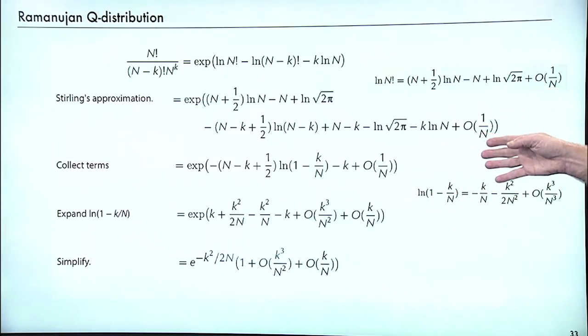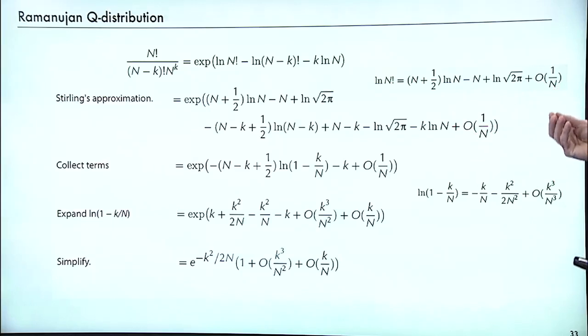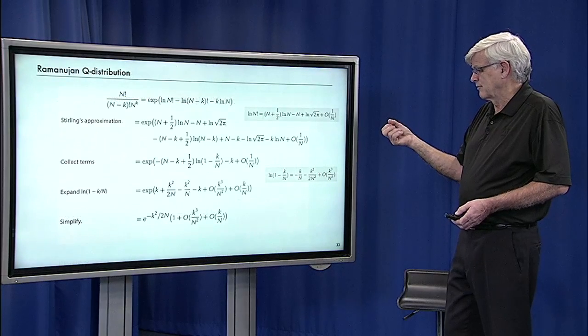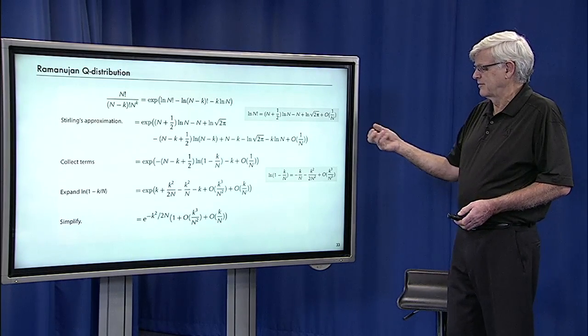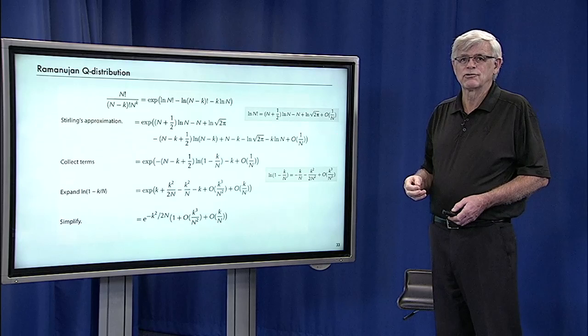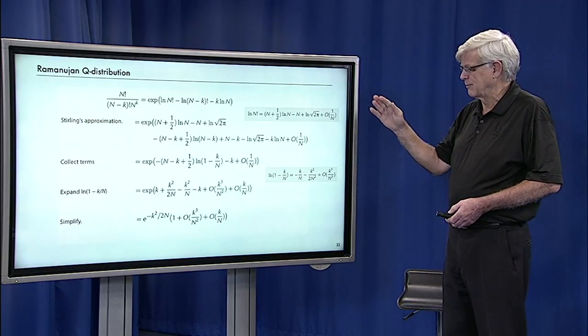So those are valid formulas, but the interpretation of the formula is going to depend on the value of k. And it tells us a lot. For relatively small k, it says it's going to be close to e to the minus k squared over 2n. That's the curve that we see.